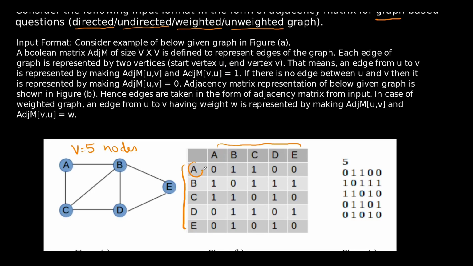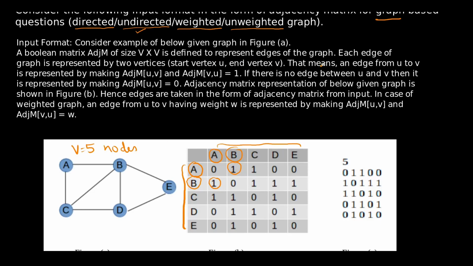So here we have A and here we have A and it's 0 here. That means there is no edge between A and A. But in case of A and B, we have 1. That means there is an edge from A to B. And then we have B and A here and it is representing 1. It means there is an edge between B and A also. It's an undirected graph. So if A and B has an edge, B and A should also have an edge.